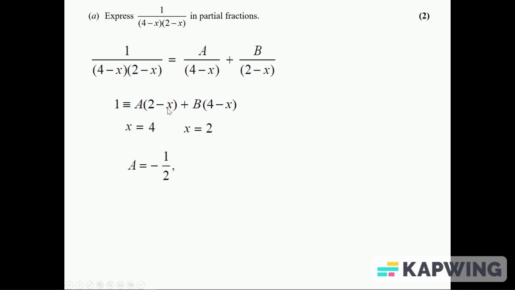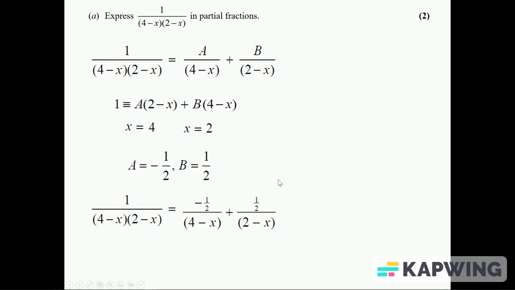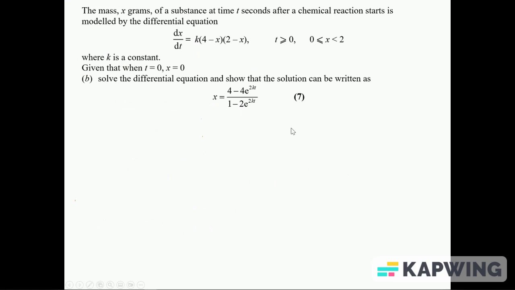If we put x is 2 in, this term will go. I'll just have 2B here, so B is a half. So in terms of partial fractions, I can write it like that. I'm not keen on fractions in fractions, but it turns out it's more convenient this way, I think. You could put that 2 on the bottom, so that'll be minus 1 over 2 times (4 minus x). We're going to leave it like this.